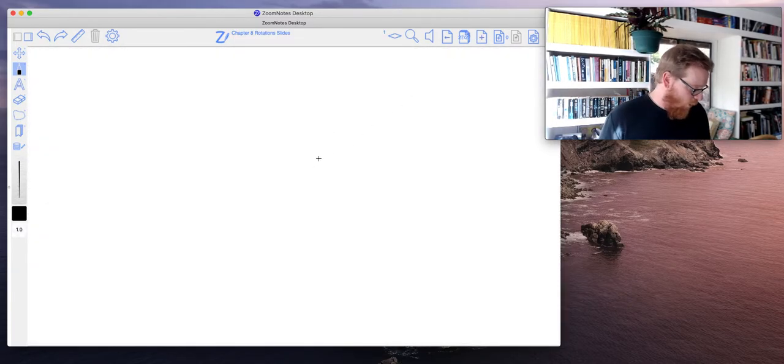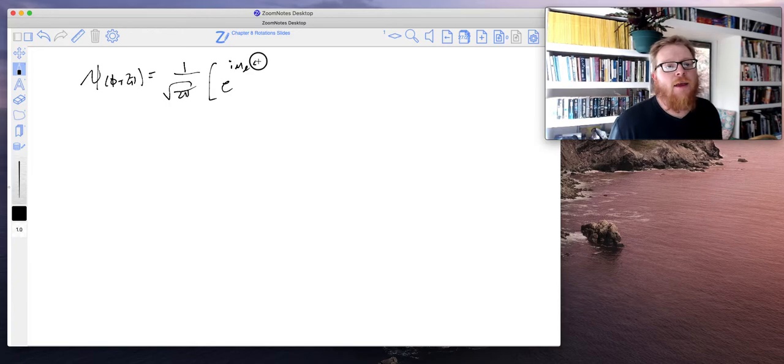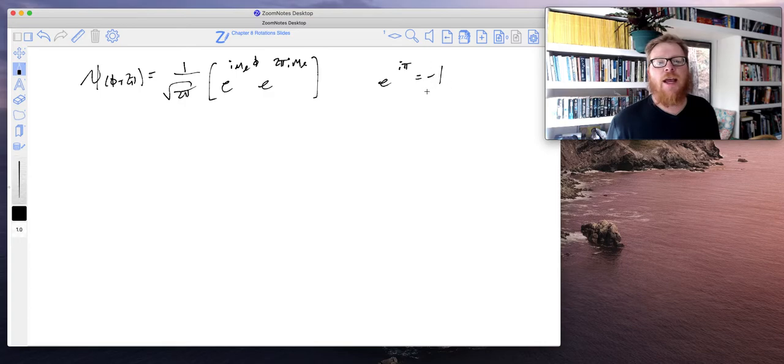Okay, so yes, I'll just rewrite this again. Sorry, psi of phi plus 2 pi equals 1 over root of 2 pi e to the i ml phi times e to the 2 pi i ml. Yep, I got that. Okay. And we know that e to the i pi equals -1. So now I can rewrite this as the following.